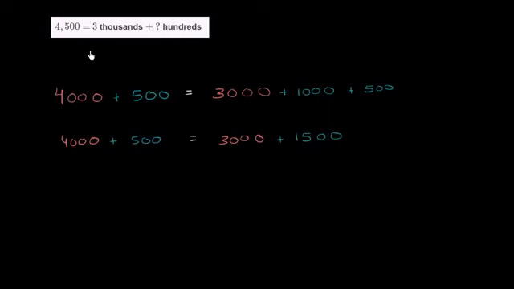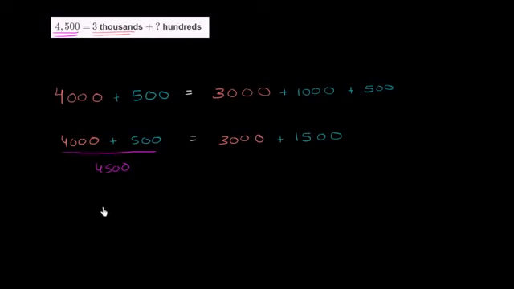On the left-hand side, this is 4,500. So this right over here, this is the same thing as 4,500. This is this right over here. And on the right-hand side, we have 3,000s. So that's this right over here. That's the 3,000s. And then we just need to express this as hundreds. So 1,500, this is the same thing as 15 hundreds.